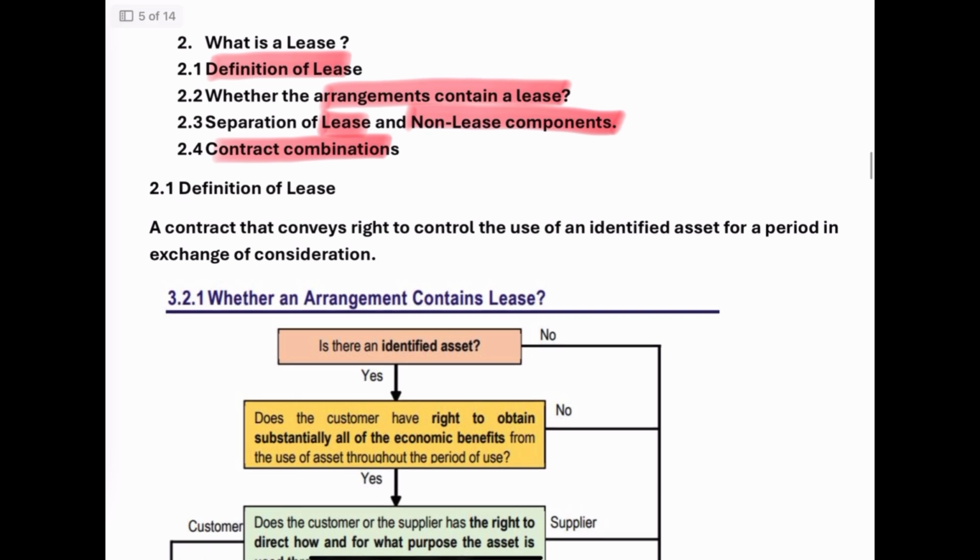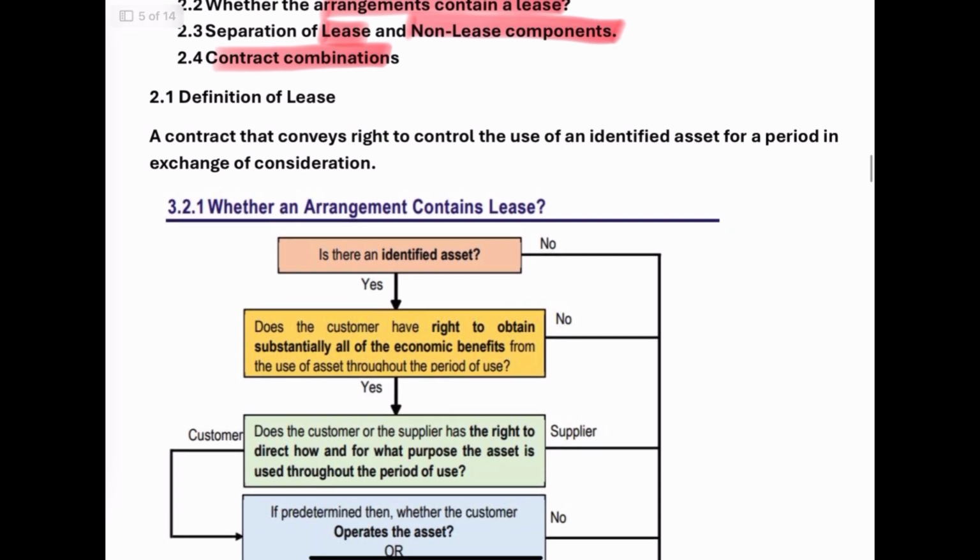Okay, so first, definition of lease. A contract that conveys the right to control the use of an identified asset for a period in exchange for consideration. So this is the definition of lease. So it should convey the right to use the identified asset for a defined period in exchange for consideration. These are the conditions that need to be met to qualify as a lease.